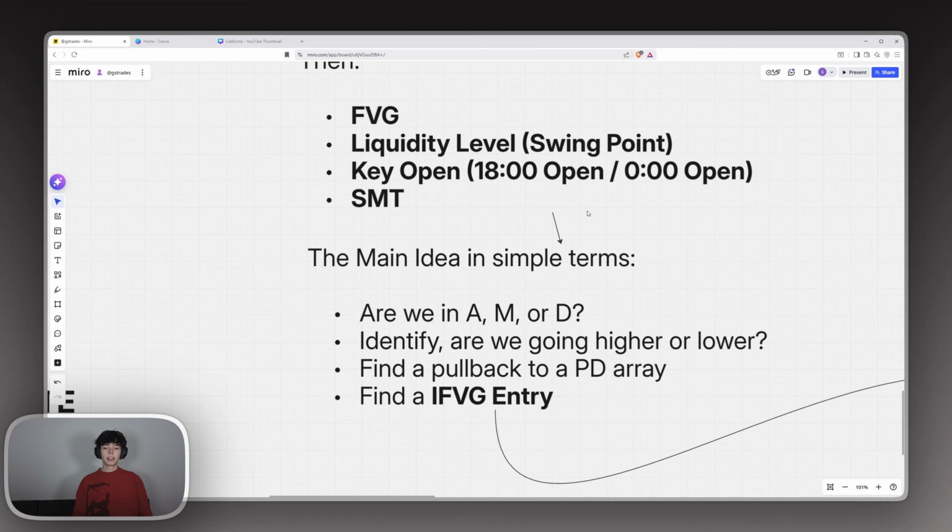Then we're going to find the pullback to the PD array, so that fair value gap, liquidity level, key open, SMT, and does that align with OTE? If yes, we're going to find an IFG entry and we're done. Bang, that's all you need.